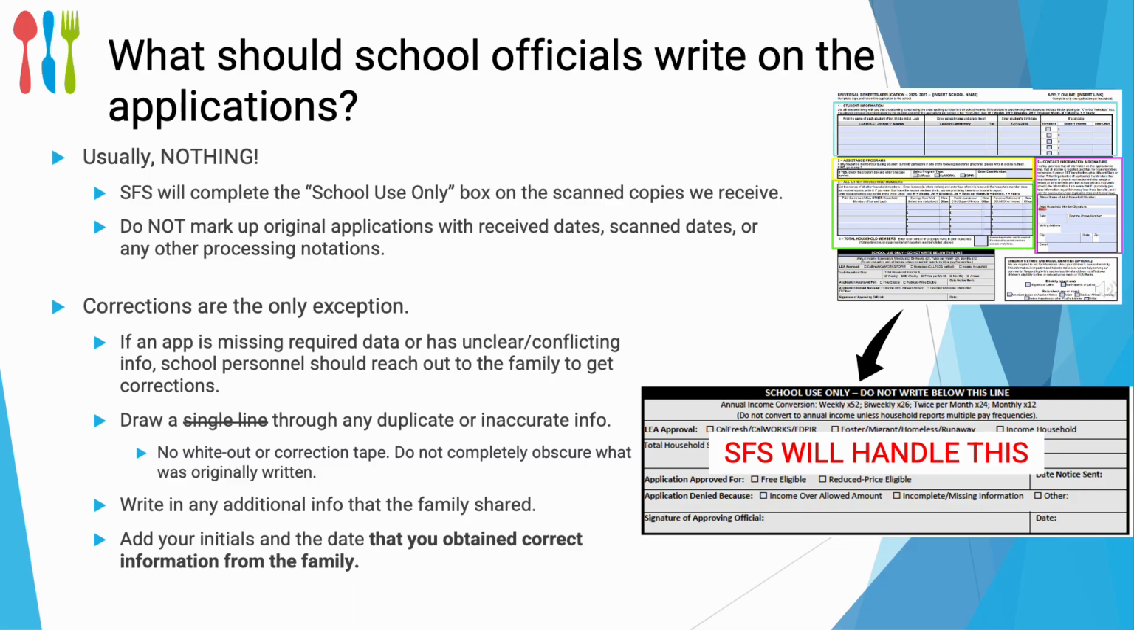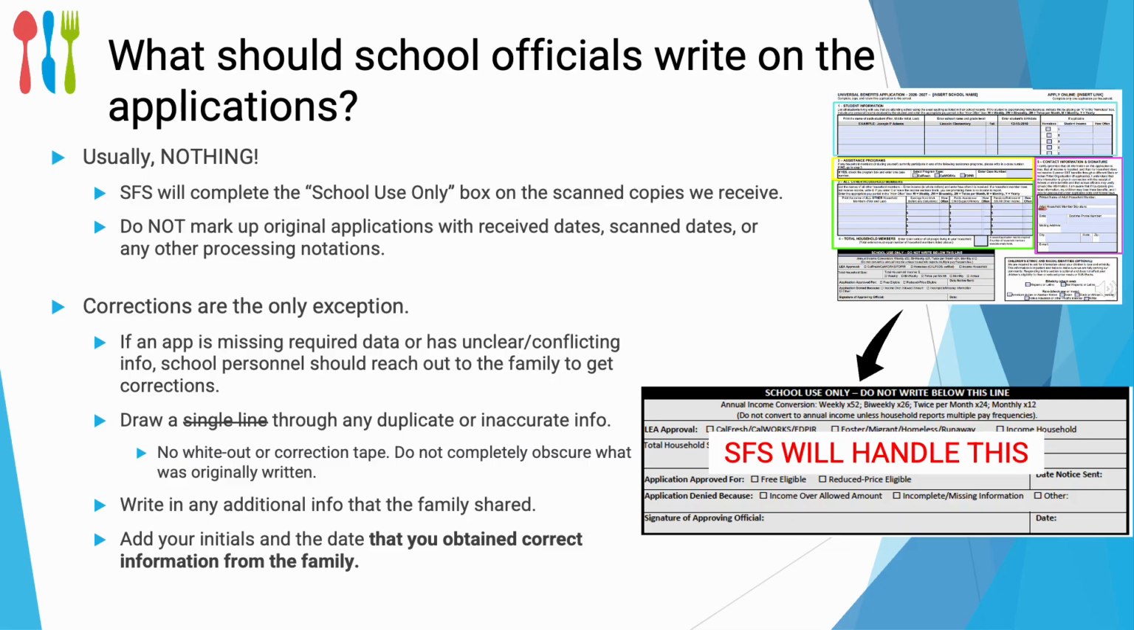The only exception to this rule is if there's a correction that has to be made in the information from the family. So if they didn't put an income frequency, or the household count doesn't match, or there's some other issue, you can contact the family on the phone and try and get that information. You're just going to draw a single line through anything that's duplicate or inaccurate. Please don't use whiteout or correction tape. Just a line is fine.